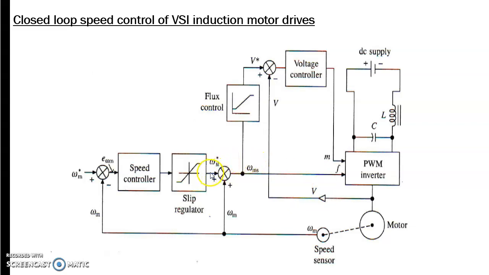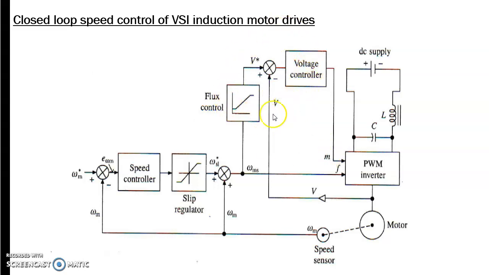So the output of the slip regulator is omega SL, that is the reference value of slip speed. Slip speed is S into synchronous speed, S into Ns, that is this one, and we add the actual rotor speed to the slip speed, and you will get the synchronous speed. This you can realize from the equation. Slip is equal to omega ms minus omega m by omega ms, that is slip is Ns minus Nr by Ns. From that, synchronous speed is S into Ns plus Nr. S into Ns is this one and Nr is this one, and that gives the synchronous speed.